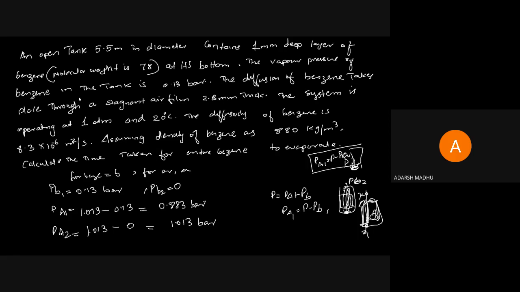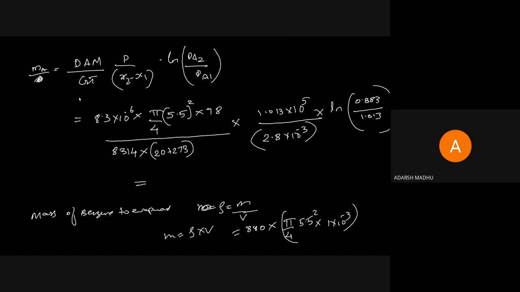Time taken for evaporation of benzene. I said that you can find it by finding the mass transfer value first, that is, how much mass is going. If you divide the mass of the benzene by the mass flow rate of the benzene, you will get the time taken for the particular mass transfer. So first we have to find the mass transfer rate of the benzene.